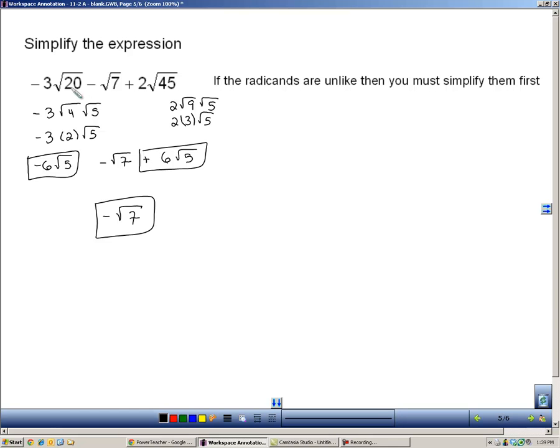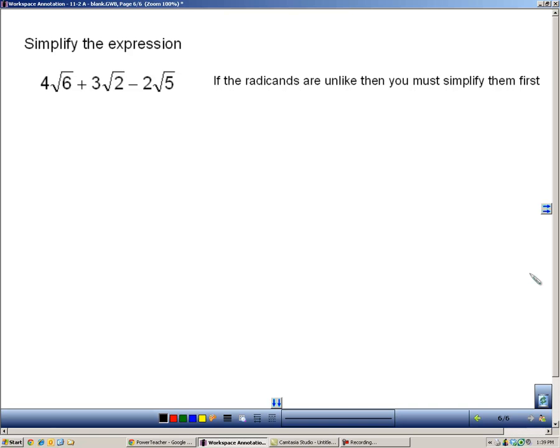So then we'll break up square root of 20 into root 4 and root 5. Root 4 is a 2, so negative 6 root 5. Square root of 7 doesn't simplify at all, so we just bring it down. And then root 45 is root 9 and root 5, which is a 3, so 2 times 3 is 6. Negative 6 plus 6 is 0. End up with negative square root of 7.